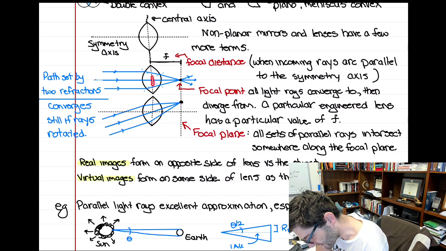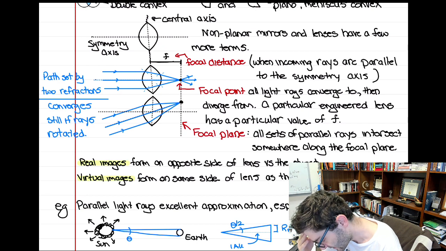This distance from the middle of the lens to the focal point, we call it the focal distance, just how we were talking about the image distance and the object distance. So again, it's measured from the center or from the central axis. And I think that's all we need.